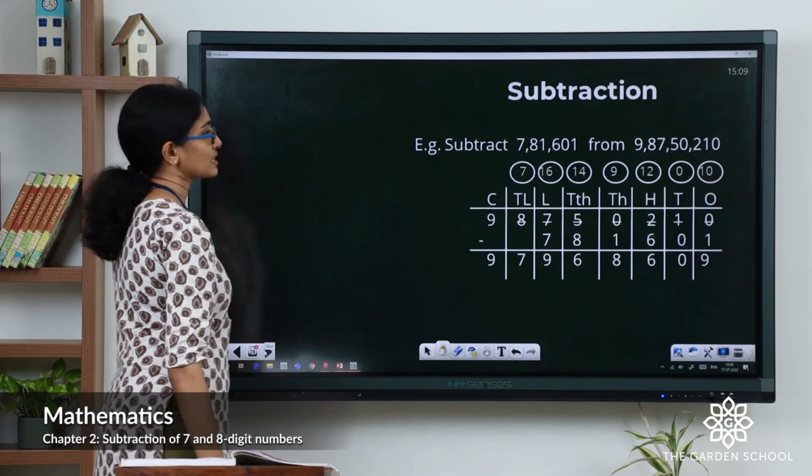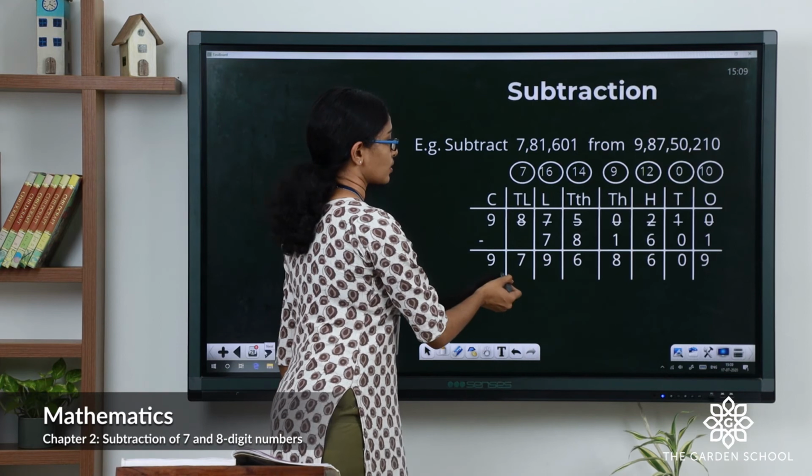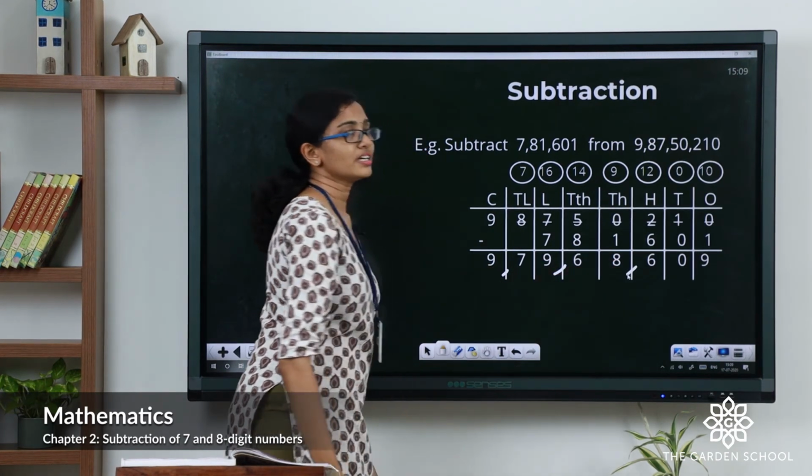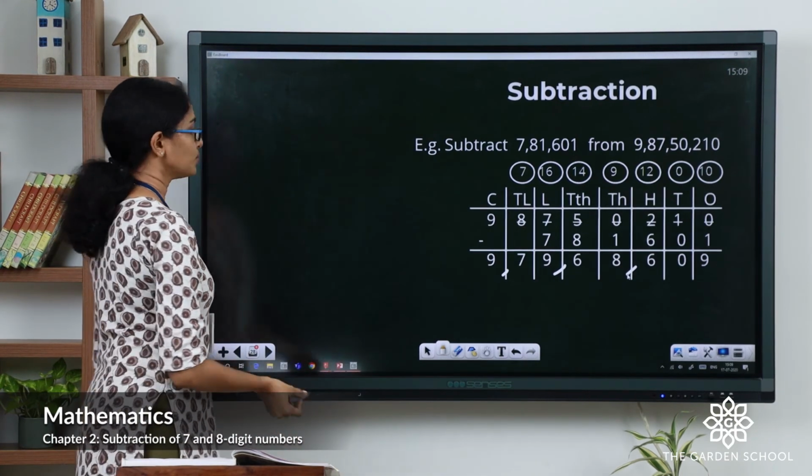So what is the difference in this case? It is 9 crore 79 lakh 68,609. I hope this is clear to you.